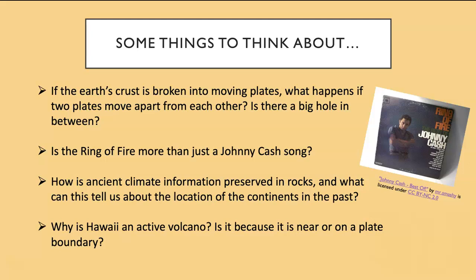How is ancient climate information preserved in rocks? And what can this tell us about the location of the continents in the past? Well, this is something we talked about in the first video of this whole series in Unit 3A.1. We talked about how evidence for ice ages and tropical climates and temperate climates are preserved in rocks based on the type of rocks that form, such as limestone or glacial deposits. And this tells us that the continents have moved from their past position.